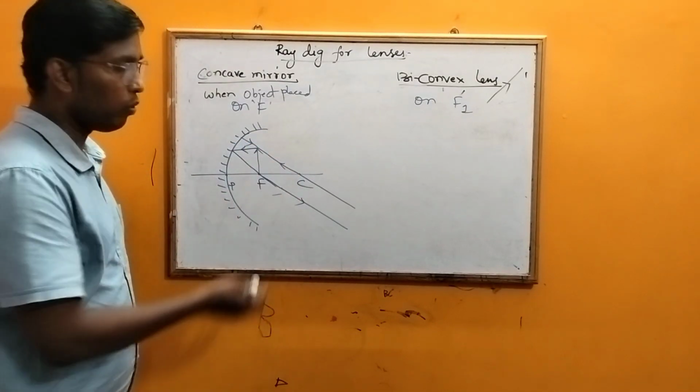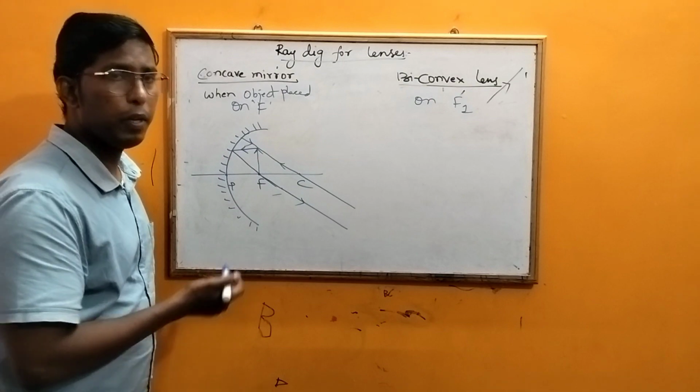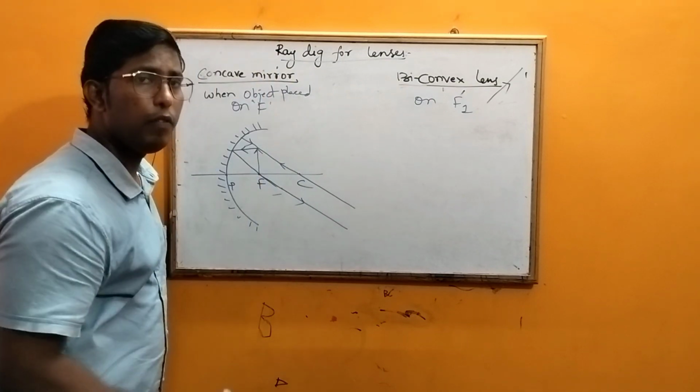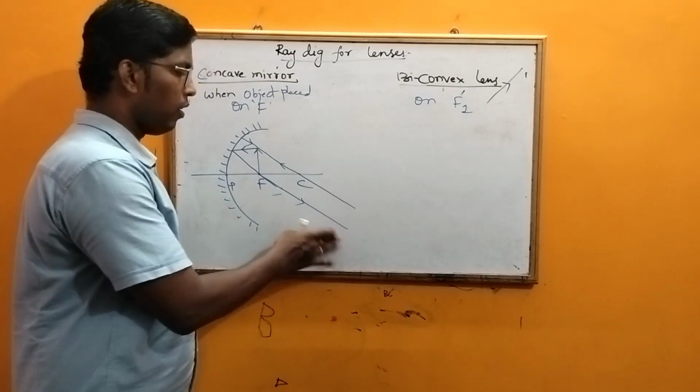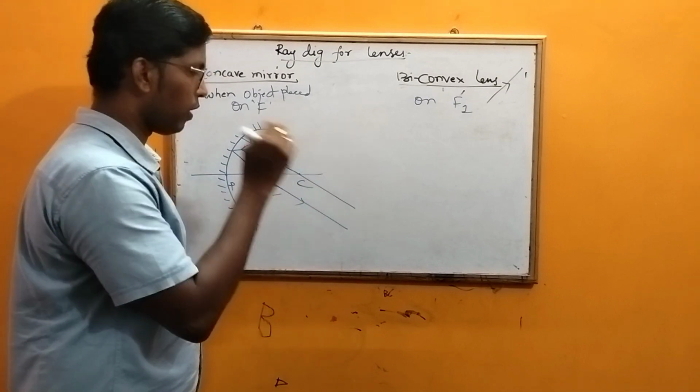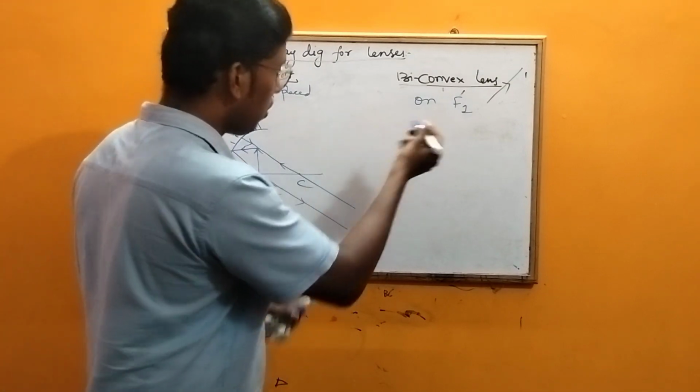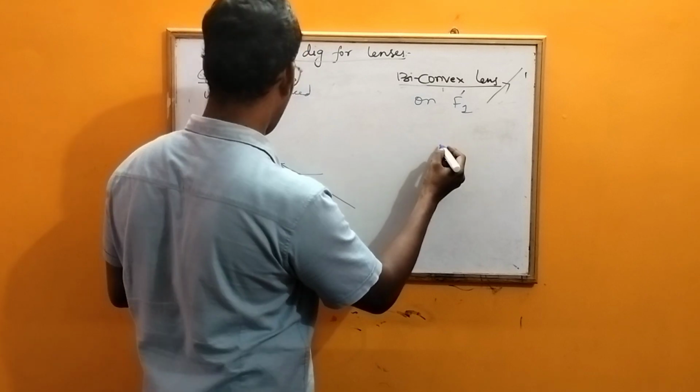So both are parallel. So is there any image formed? Where will the image form? The image will form at infinity. Here the light rays are not meeting, so we consider it as the image formed at infinity. Now come to this convex lens. Compare again.